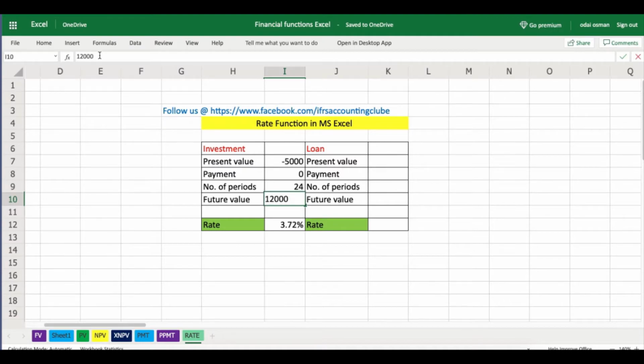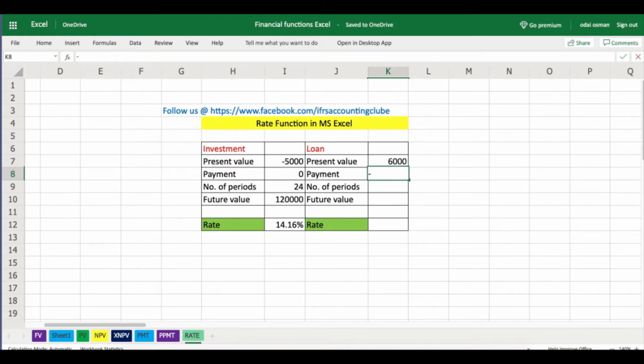14%. If we change the period to 12 months, it would be 3.72%. So here we do have the 14%, 0.16% as the interest rate we are going to earn from investing 5,000 over the 24 months.